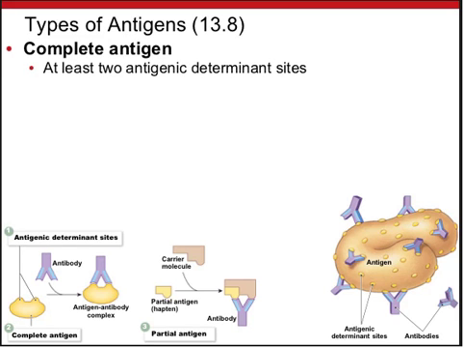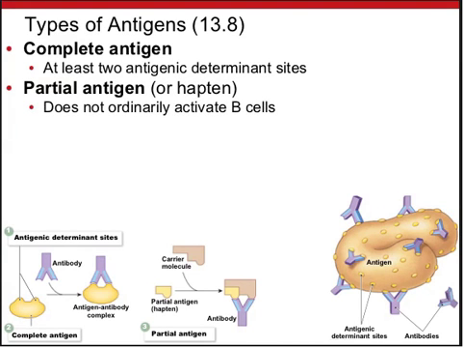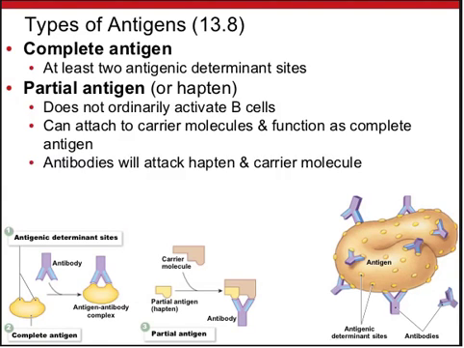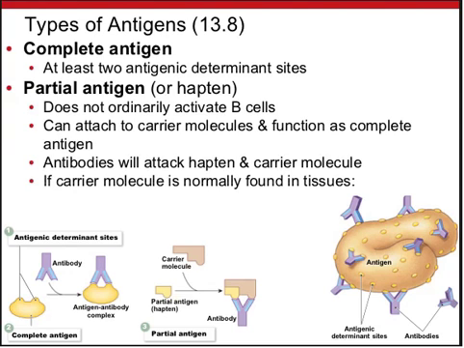A complete antigen has at least two antigenic determinant sites, while a partial antigen, or hapten, does not normally activate a B cell. It has to be present in combination with what we call a carrier molecule in order for the antibody or the T cell receptor to recognize it. It can attach to the carrier molecule and function as a complete antigen in that context. The antibodies will attack the hapten and the carrier molecule, and ultimately this will lead to its destruction.